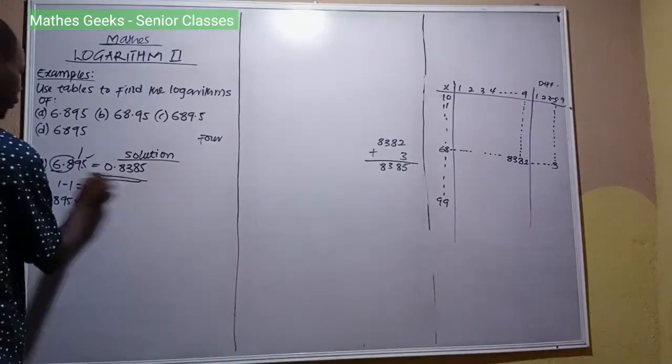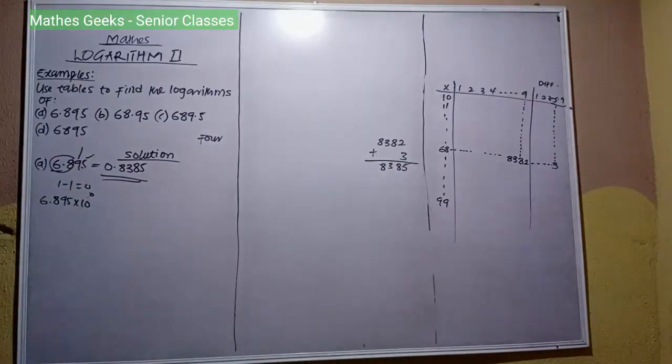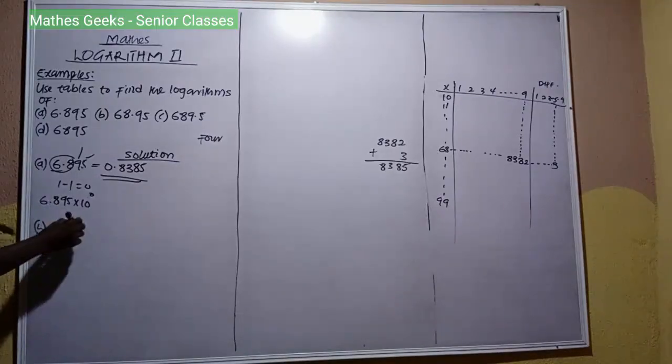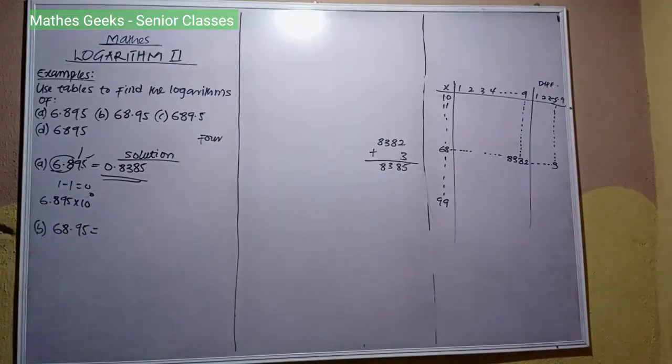This is the answer we're asked to find. So that's for A. So B is 68.95. So the first thing is to determine the characteristic, and you can do that by counting the number of digits before the decimal point.